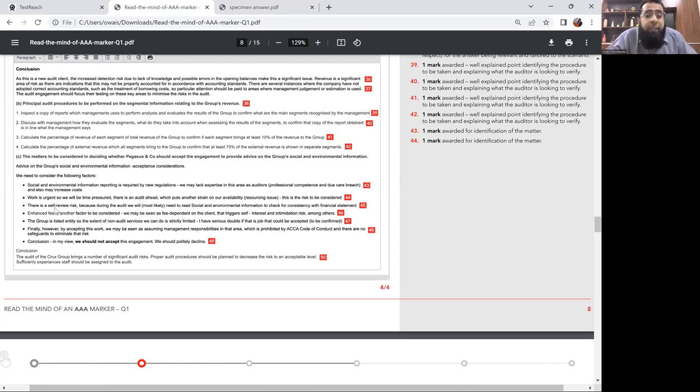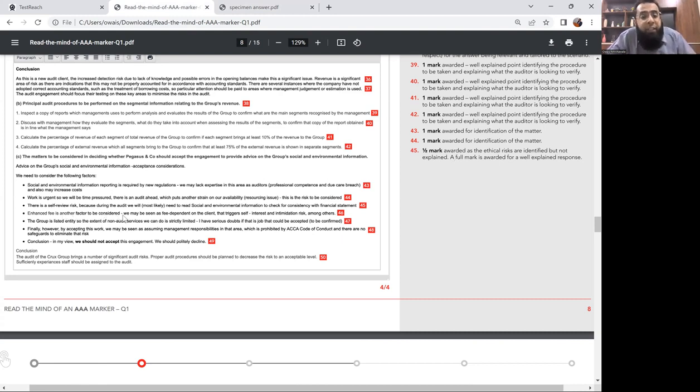Then there's a self-review threat because the audit, we will most likely need social and environmental information to check for consistency with the financial statement. Half mark awarded as ethical risks are identified but not explained. He should have explained the self-review threat more, so he would have gotten an extra mark, that we will not be able to audit independently like that.